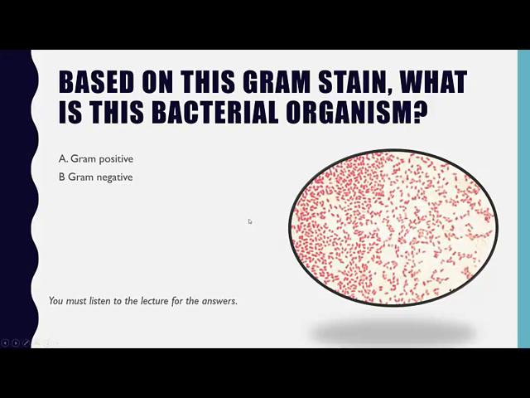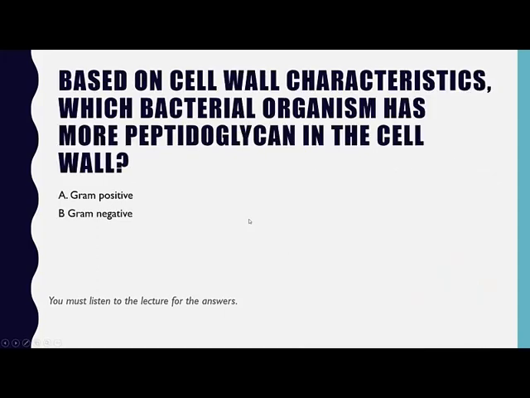It's B, gram negative, right? If it's not purple, it's not positive, it's gram negative. Based on cell wall and envelope characteristics, which bacterial organism has more peptidoglycan in the cell wall? Gram positive, staying purple, because they've got more outer peptidoglycan. So that's got to be positive. That is A, gram positive.